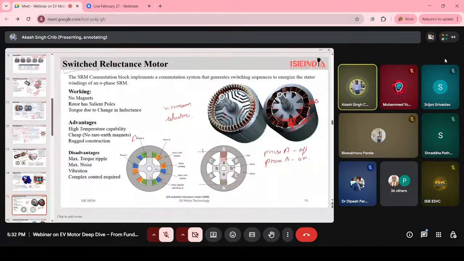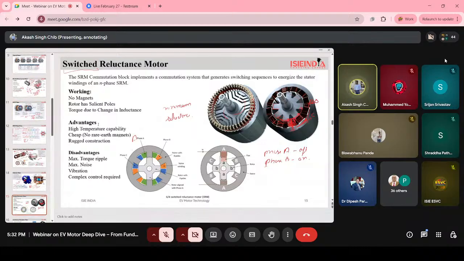Okay, this is the switching process. It is getting switched from phase A to phase B to phase C, toward the minimum reluctance. Do remember one thing: the rotor always tries to align with the energized pole. The rotor always tries to align with the stator pole.